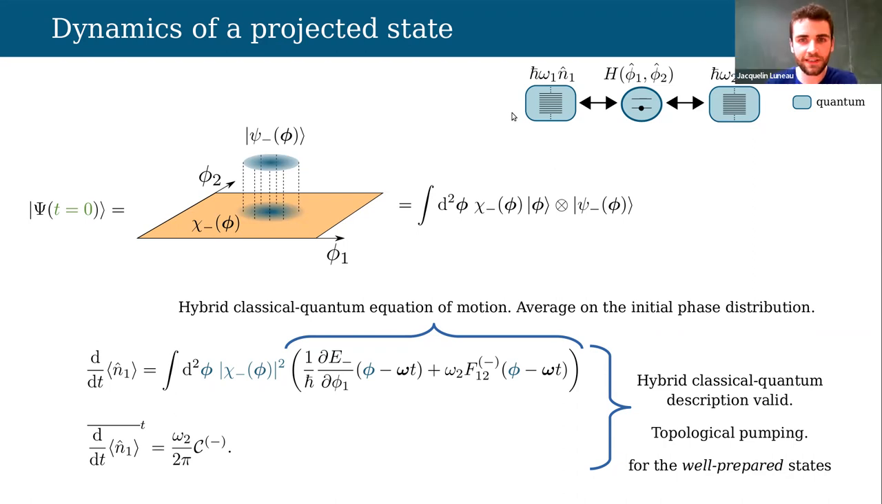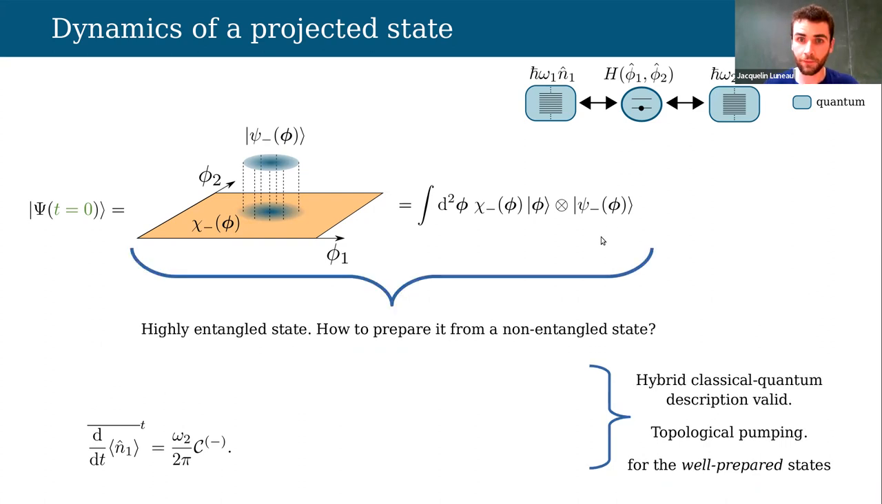The specialty of the initial state is that the phase components are associated with the ground state. A specific kind of state, not arbitrary. Exactly, only the ground state corresponding to the phi, not a general state. And your claim is that with such initial states, you can recover the classical quantum description. Exactly. So the hybrid classical quantum description is valid only for these very specific initial states.